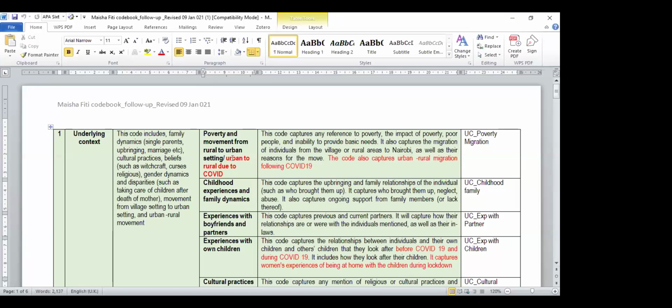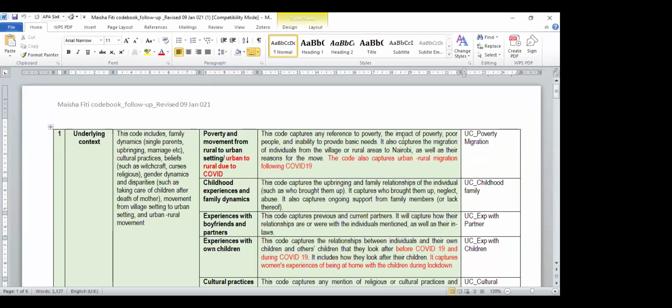So when you're coding, many times it may take you a long time having to write all those big sentences. So then you may need to do some abbreviations for each of the sub themes that you are looking at. So then this becomes your code. You realize that for this particular code, we have UC, U is underlying, and C is the context.